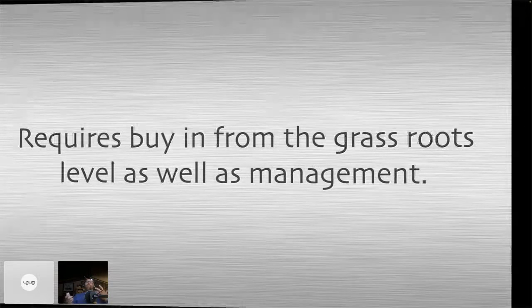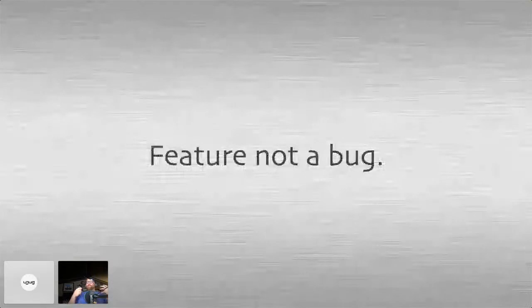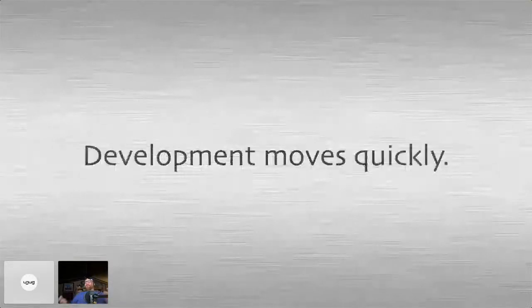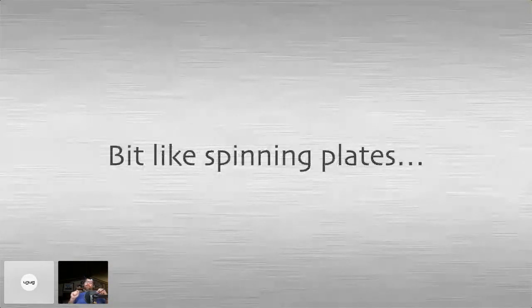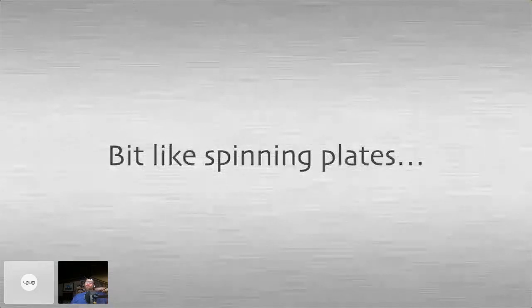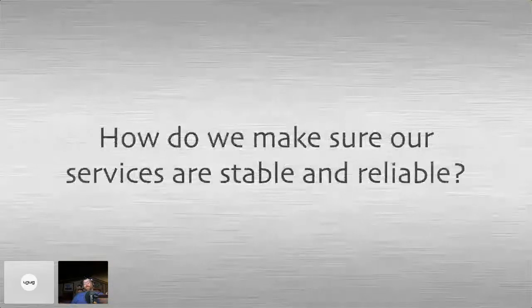So what do we mean by stable and reliable? Well, our services are evolving all the time. That's kind of the whole point here. These distributed architectures allow us to move quickly. They allow us to embrace this always-be-releasing mindset, but it is a little bit like spinning plates, and all it takes is one wobble and the whole thing comes crashing down. So how do I make sure that my services are stable and reliable?